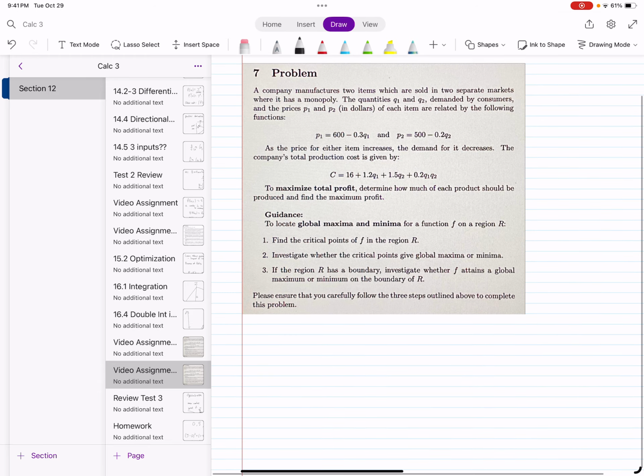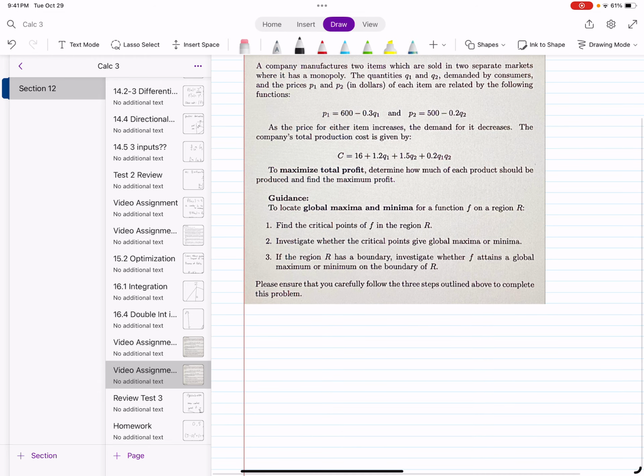So first, we're going to write out all of these equations that we have here. So P1 is equal to 600 minus 0.3 Q1. P2 is equal to 500 minus 0.2 Q2. Cost is equal to 16 plus 1.2 Q1 plus 1.5 Q2 plus 0.2 Q1 Q2.